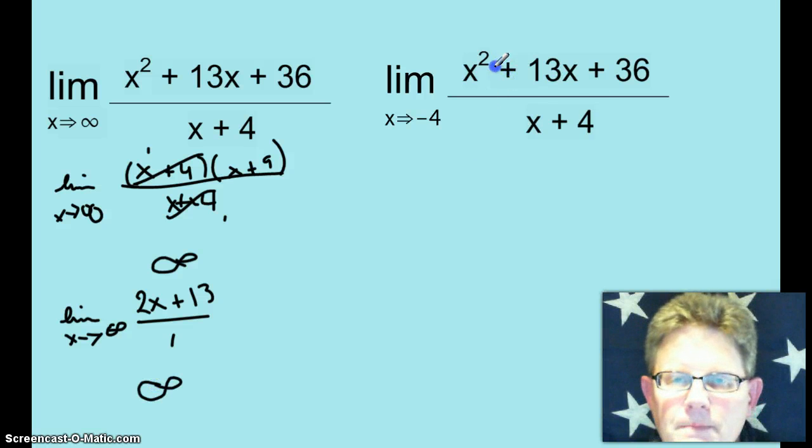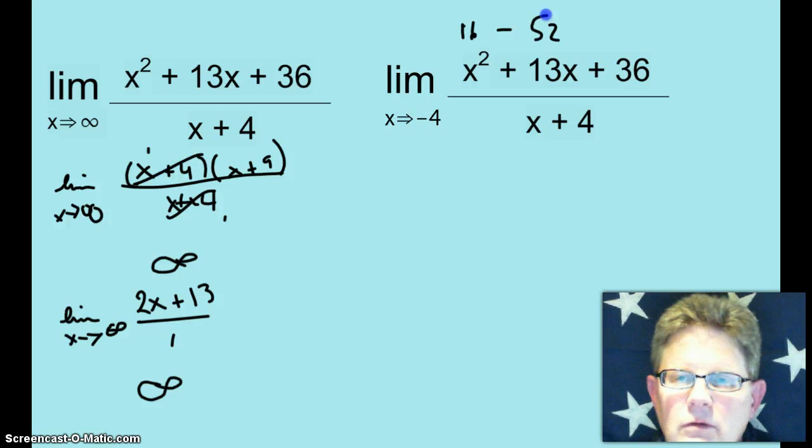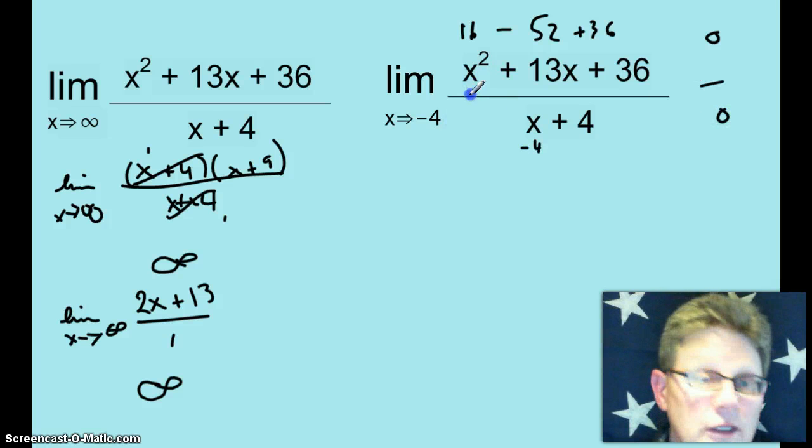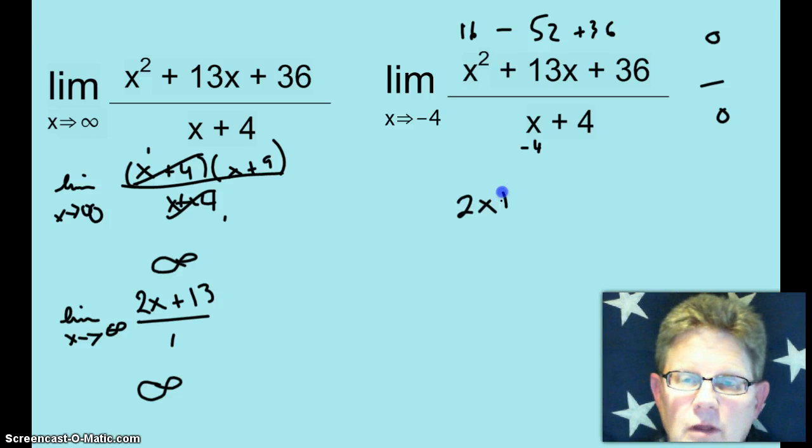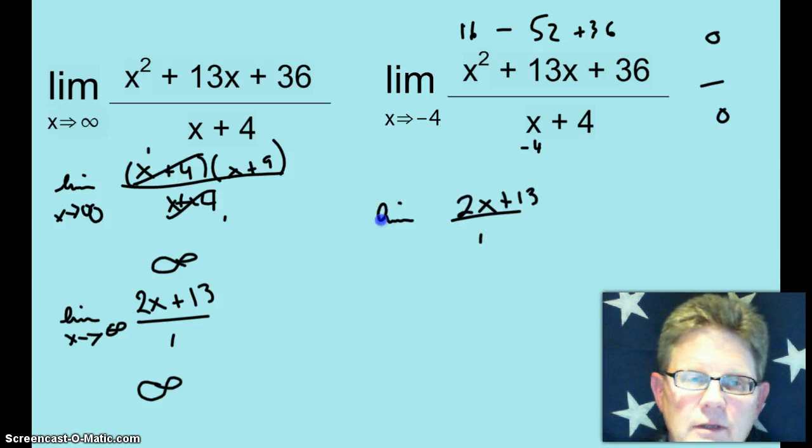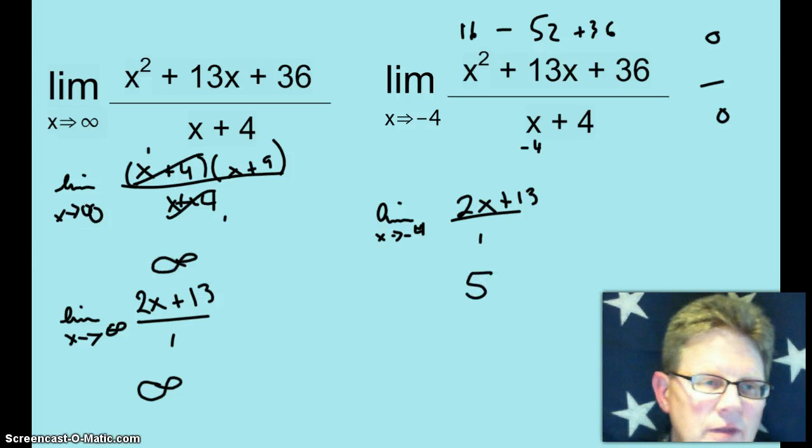Alright, let's try this one. x squared, that would be 16 minus 52 plus 36, that would be 0. And -4 plus 4, 0 over 0. So we can use L'Hopital's rule. Let's take the derivative of the numerator, 2x plus 13 over 1, and we are finding the limit as x approaches -4. So replace, 2 times -4, -8 plus 13, 5 is our limit using L'Hopital's.